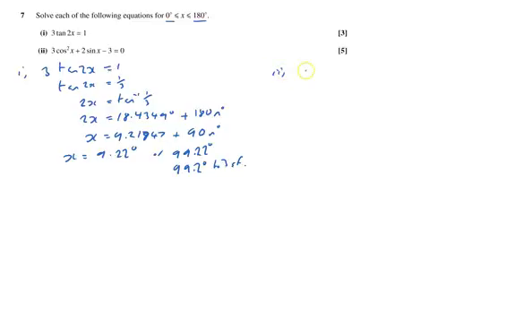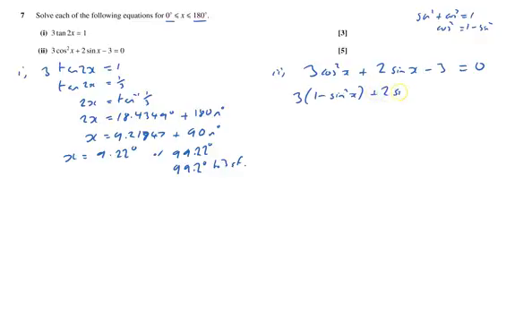So part 2, I've got 3 cos squared x plus 2 sine x minus 3 equaling 0. And this looks like a disguised quadratic, but I need to replace the cos squared to start with. I know that sine squared plus cos squared equals 1, and therefore cos squared equals 1 minus sine squared. So I get 3 lots of 1 minus sine squared x plus 2 sine x minus 3 equals 0. Multiply this out: 3 minus 3 sine squared x plus 2 sine x minus 3 equals 0.